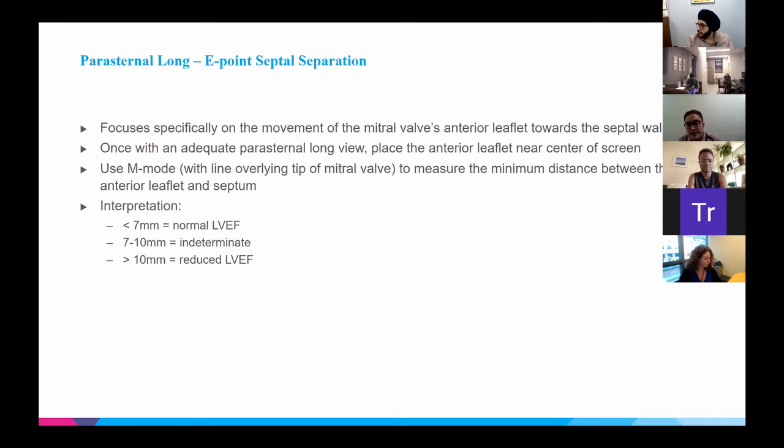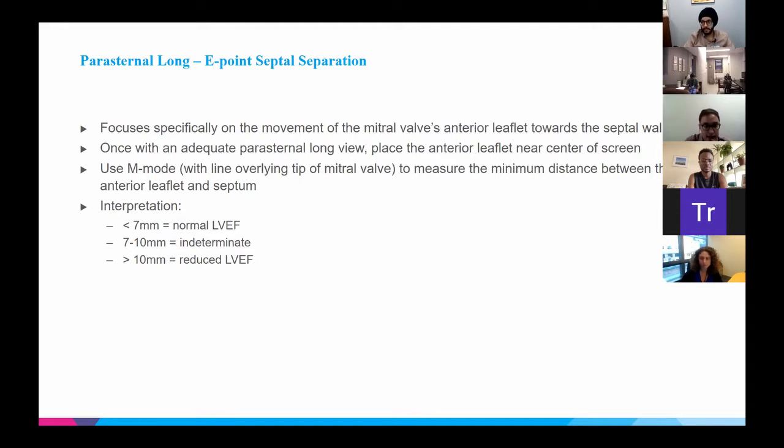Basically, by doing this, you're assessing the tip of that valve as it moves towards the septum over time. And after you've obtained a clip of M mode and freeze the image, you can measure the distance of the tip towards the septum.